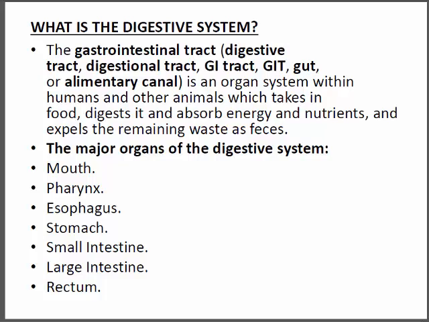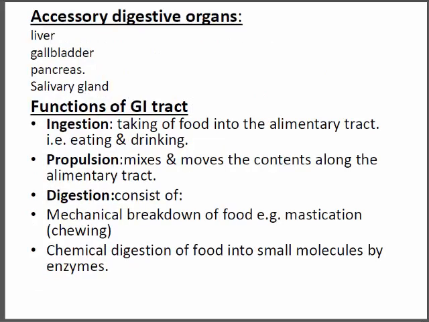These are the major organs of the digestive system: mouth, pharynx, esophagus, stomach, small intestine, large intestine and rectum. Coming to the next, accessory digestive organs. These are the accessory organs: liver, gallbladder, pancreas and salivary gland.